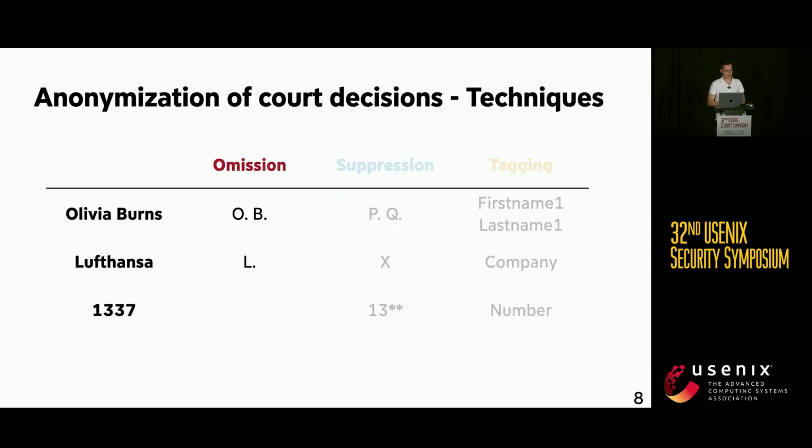We distinguish three different techniques. The first one is omission, meaning that up to all characters of the information string are omitted. In the case of 1337, you see there's a full omission. The next one is suppression, meaning that you replace the string, any substring or character with a neutral expression. So for example, here in the 1337 case, again, we have the two stars at the end. Finally, we have tagging. Tagging means you replace the string or any substring with an expression describing the type of information. So for example, for Olivia Burns, we have a first name and a last name.